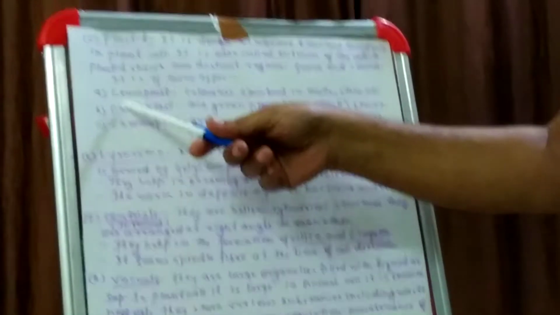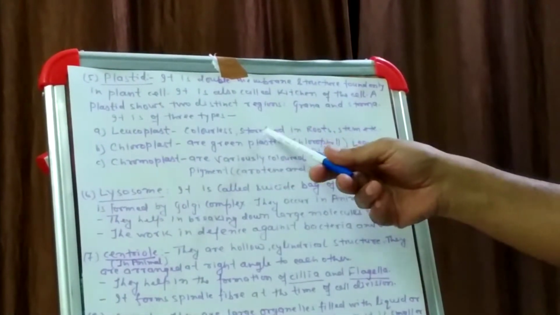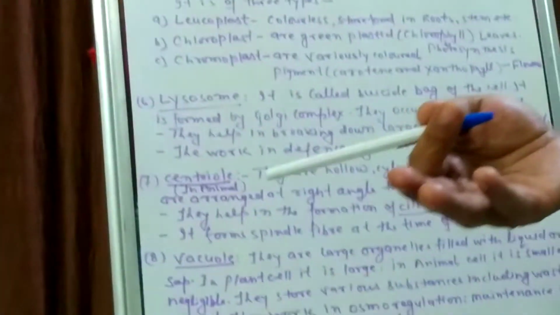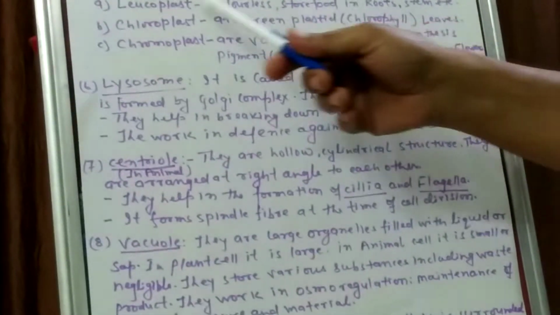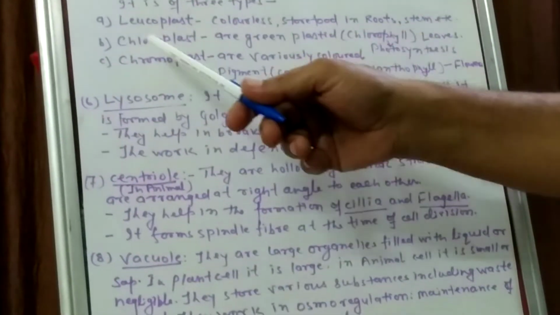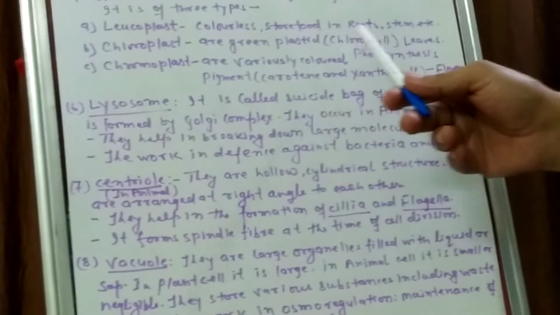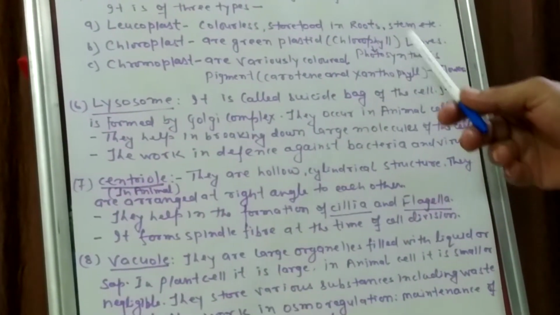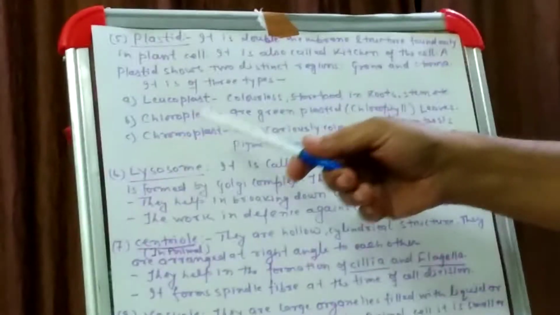So here we see leucoplast, it is colorless. It helps to store food in the root, like radish, and stem, etc. So it is a colorless leucoplast. Chloroplasts are green plastids. They contain chlorophyll and are present in the leaves and help in the process of photosynthesis. So it is called the kitchen of the cells.